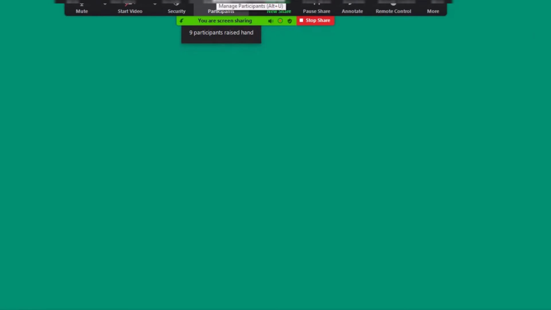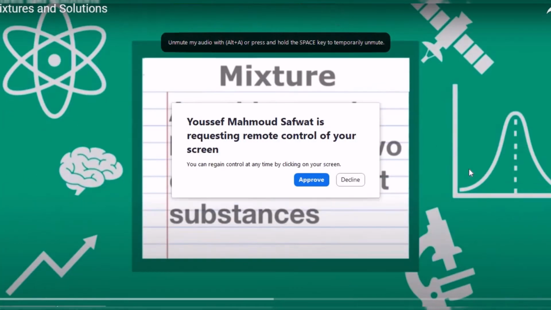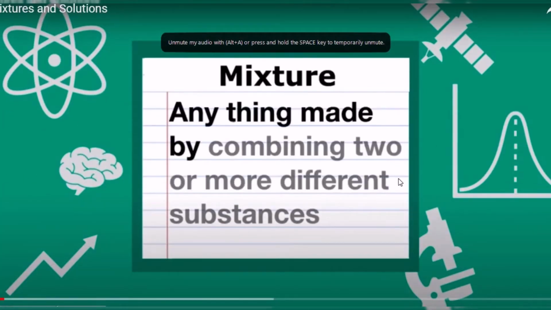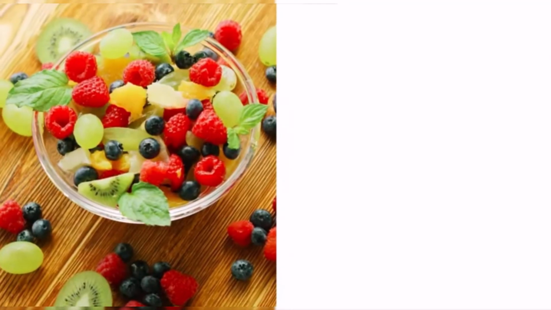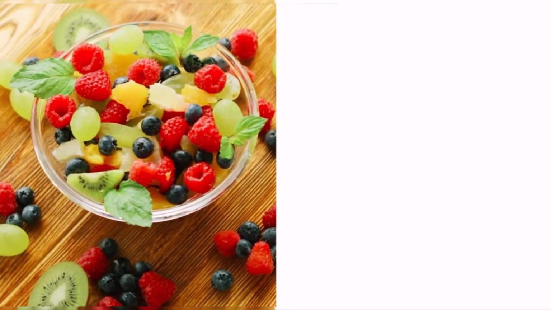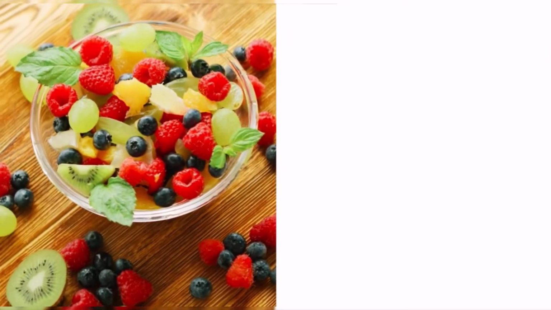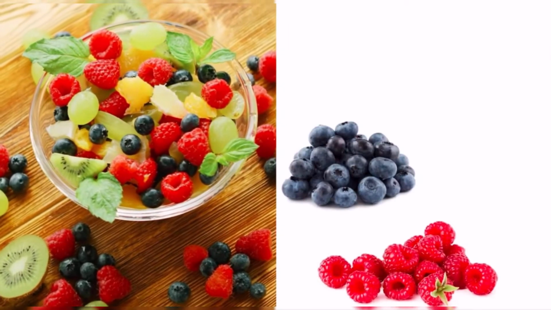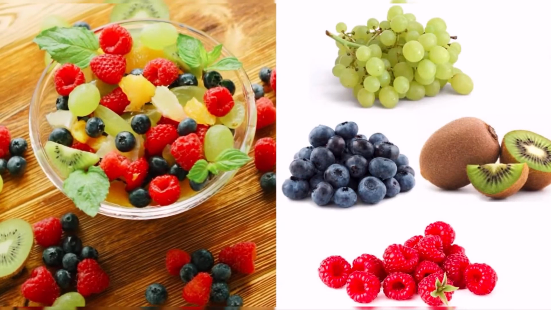We are learning about mixtures and solutions. Now, a mixture is anything made by combining two or more different substances. For example, if you've ever eaten a fruit salad, you've seen a mixture. You make a fruit salad by mixing together blueberries, raspberries, kiwis, grapes, and any other fruits you'd like.